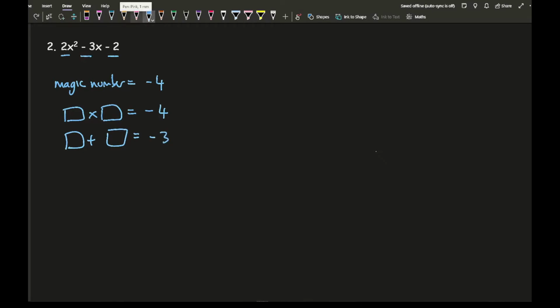So for this, I'm going to go for minus 4 and 1, because that works. And you might be thinking 4 plus 1 is 5, but if I turn that into a minus 4, then minus 4 times positive 1 gives me minus 4, and minus 4 plus 1 gives me minus 3. So here I write down the equation, so it's going to be 2x squared. Instead of writing minus 3x, I'm going to be using these two numbers instead. So I've got minus 4x plus 1x minus 2.